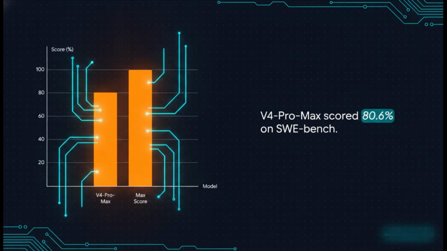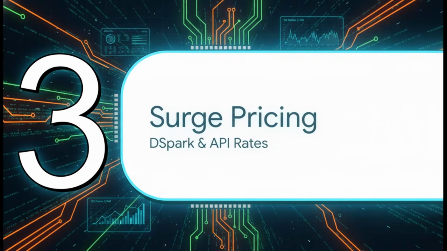Now, I know what you're probably thinking. Okay, sure, it's cheap, but is it actually smart? Well, they absolutely did not sacrifice quality to get that price down. The V4 Pro Max version just dropped a staggering 80.6% on the respected SWE-bench verified benchmark. And for those who might not know, that is an incredibly rigorous coding test. Hitting over 80% proves that DeepSeek isn't just cheap, it is genuinely, fiercely powerful when it comes to complex reasoning and heavy coding tasks.